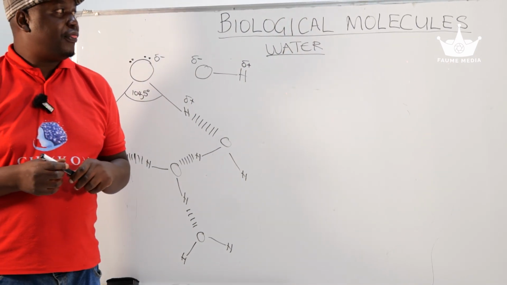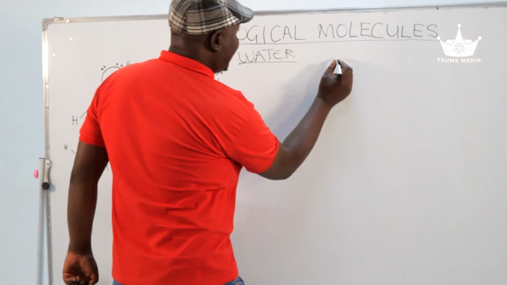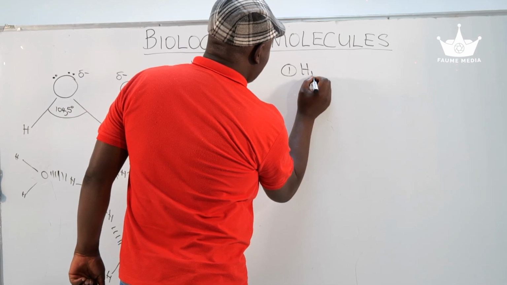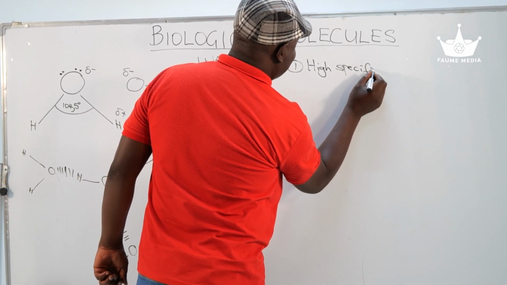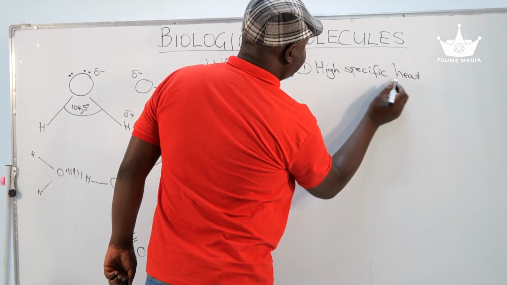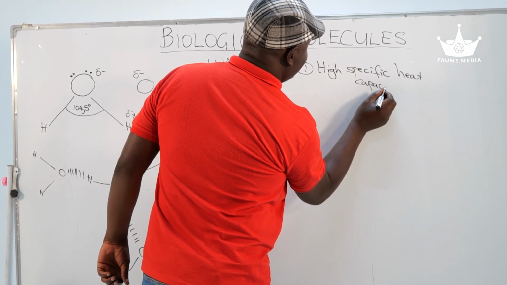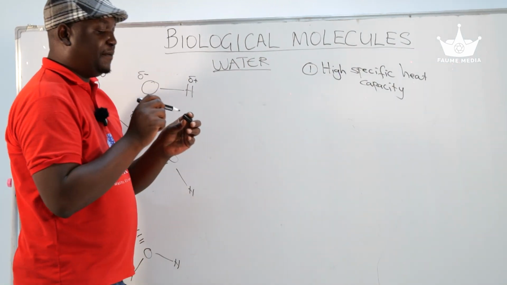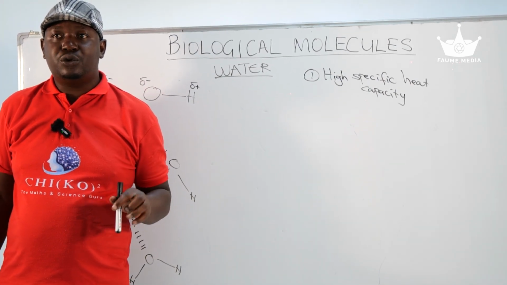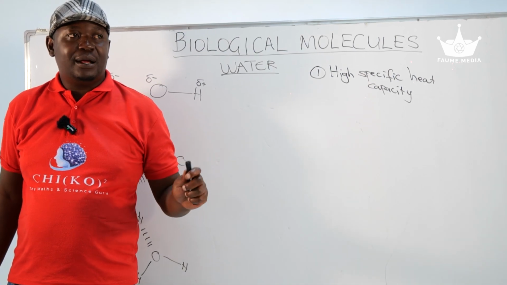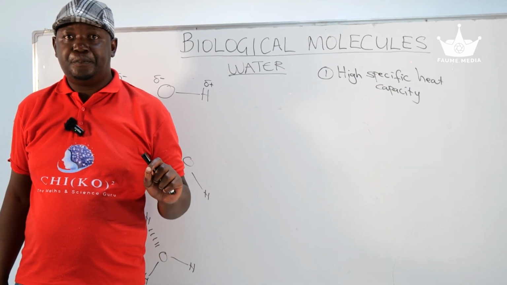So I'm going to mention these characteristics. I'm going to start with high specific heat capacity. Water has got a high specific heat capacity. So I'm going to define to you what specific heat capacity is. Specific heat capacity is the amount of heat energy required to raise 1 kilogram of water by 1 degree Celsius.